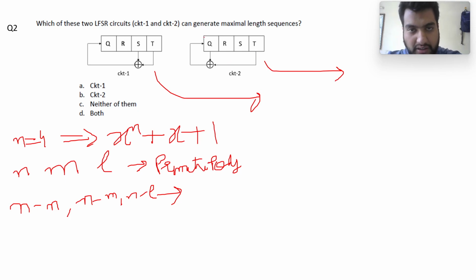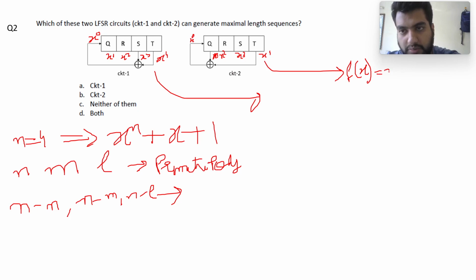The tapping is done at x raised power 0, x raised power 1, and for brevity I'm writing here x raised power 2, x raised power 3 and x raised power 4. Similarly here x raised power 4, x raised power 3, x raised power 2, x raised power 1 and x raised power 0. So looking at this circuit, it will generate the output f of x as x raised power 4 plus x raised power 0, that is 1. So this is a primitive polynomial.